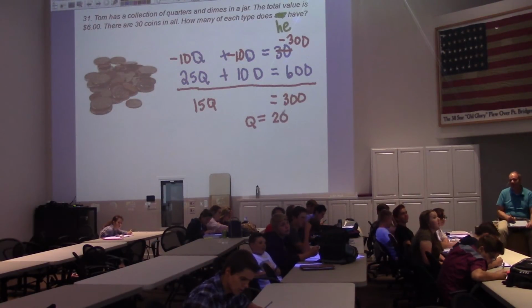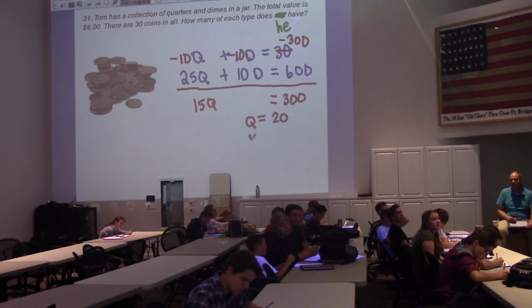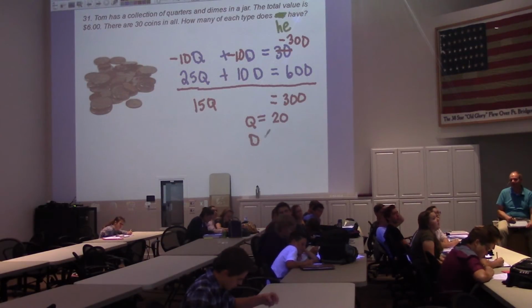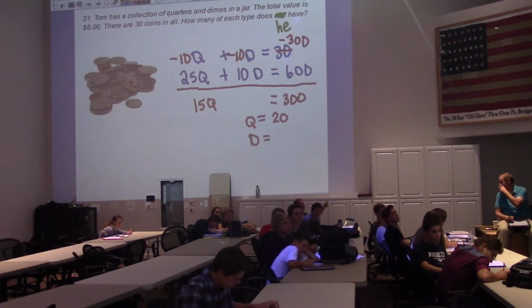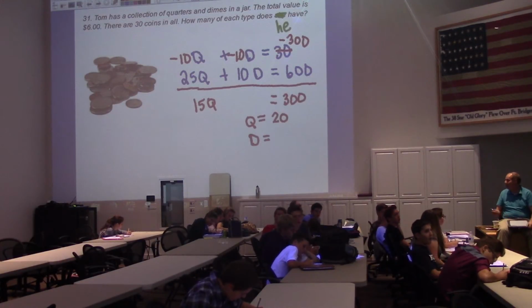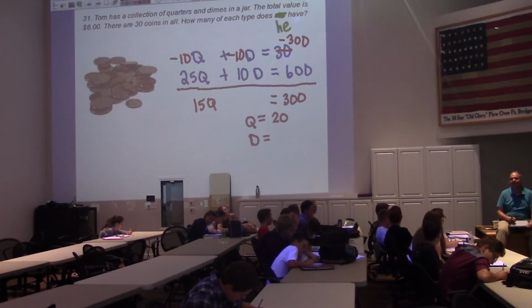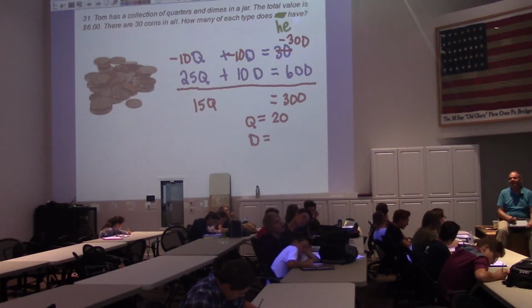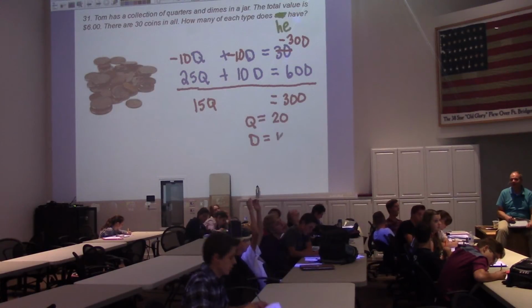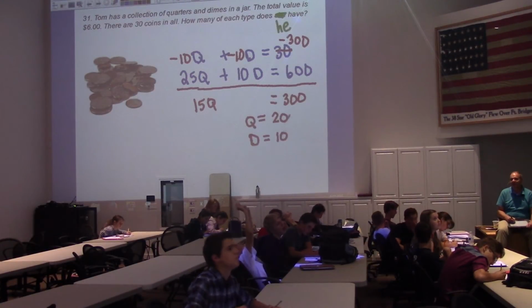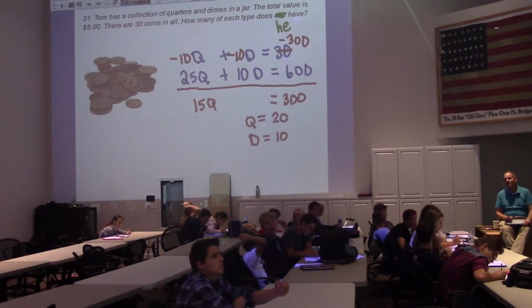Divide gives you 20. How would you find the number of dimes, you guys? Quickly. It's 10, because 30 minus 20 is 10. The quick way is to go 30 minus 20 is 10, right? Good job, Joe. These two combined have to be 30, okay?